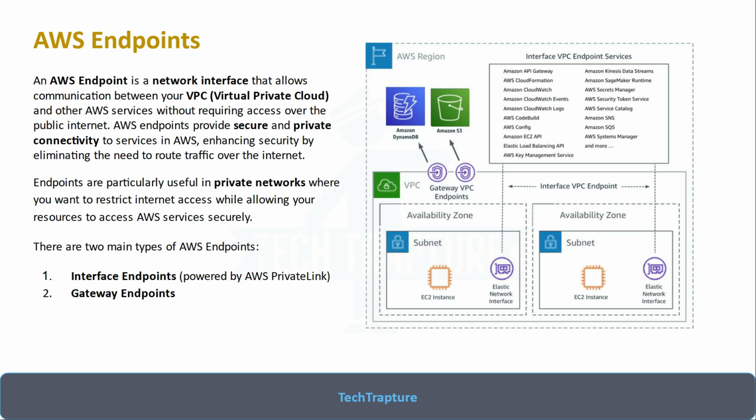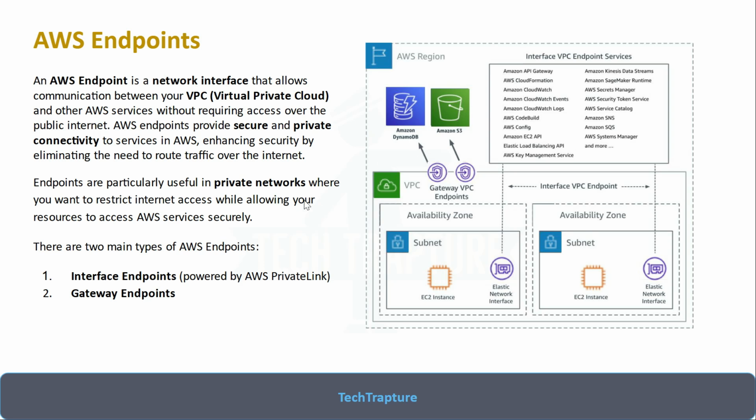There are two types of endpoint. First is the interface endpoint, which is powered by AWS PrivateLink, and then we have the gateway endpoint. Now you can see the diagram on the right side. The interface endpoint is used to access most of the AWS services. You can see the list here: API Gateway, CloudFormation, CloudWatch, and a lot of other services. The VPC gateway endpoint is used to access S3 and DynamoDB. As of now the gateway endpoint supports S3 and DynamoDB. Now we'll go to our AWS console and see how we can create an endpoint for our private VM to access the S3 bucket.